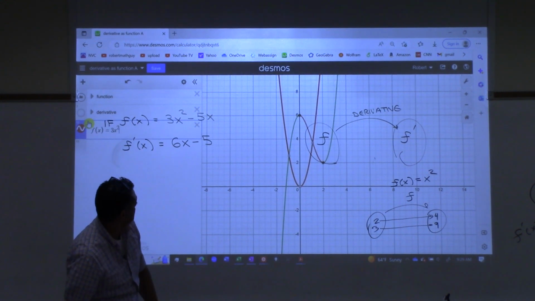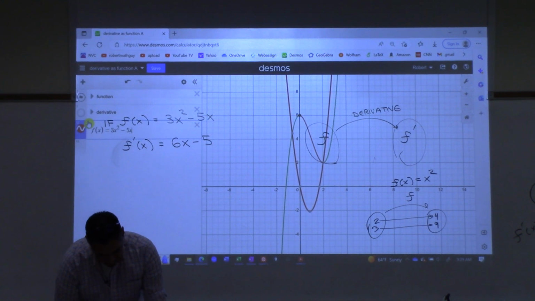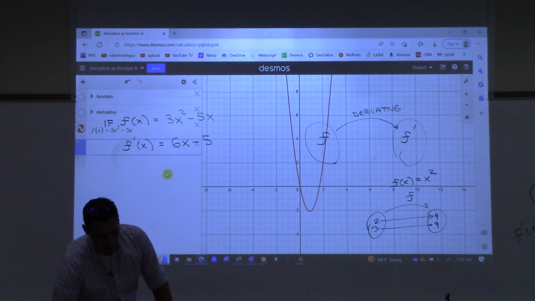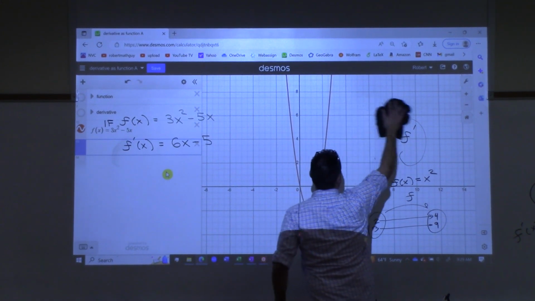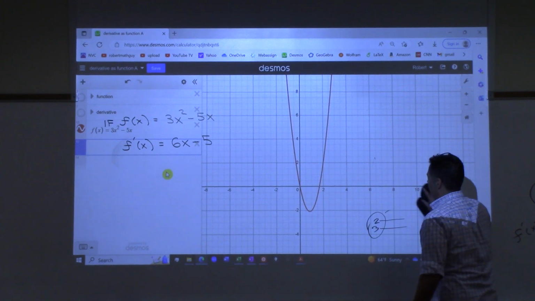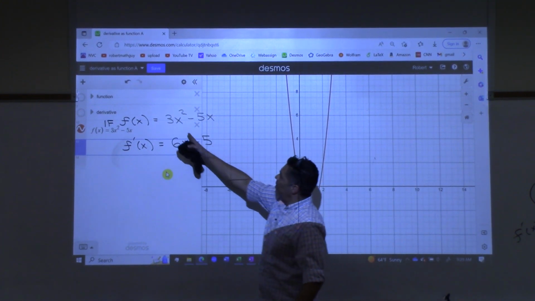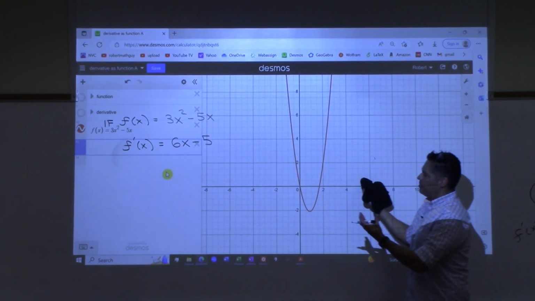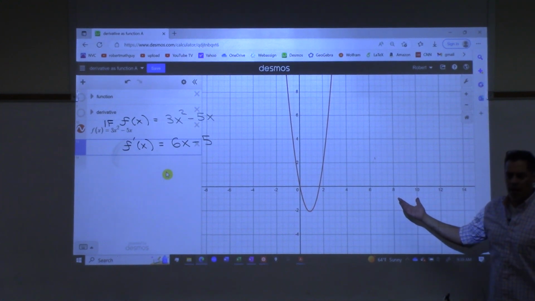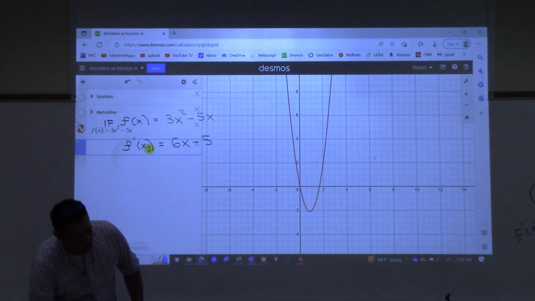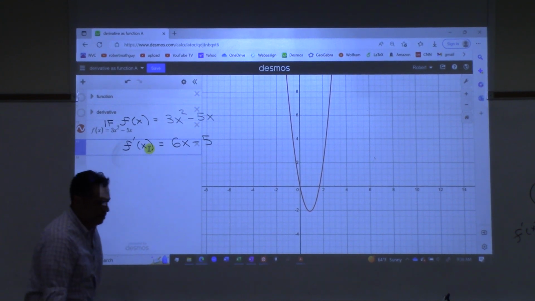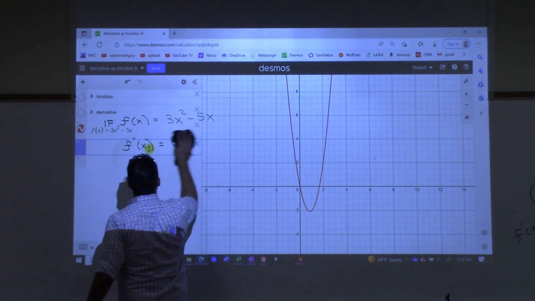3x squared minus 5x. Okay, let me turn this one off. Okay, what we're looking at here is the original function 3x squared minus 5x, right? Seems reasonable, right? That's a parabola. Okay, now here comes its derivative. What's cool about Desmos is that, let me erase this.